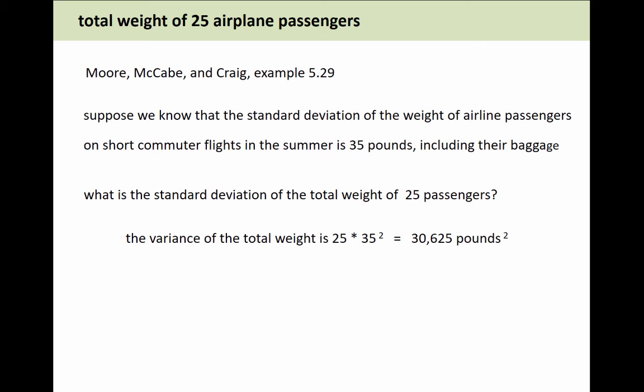or about 30,625 pounds squared. And then to think about this, we'll take the square root to get the standard deviation of the total weight. So the square root of 30,625 gives us a standard deviation of the total weight of about 175 pounds. We'll come back to this example after we do some more work with means and variances, and then shapes of sampling distribution.